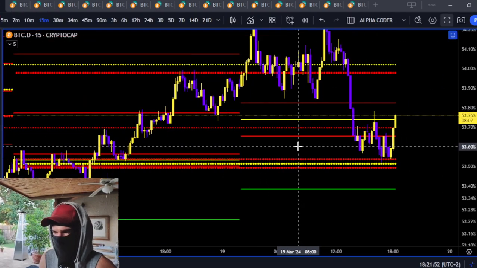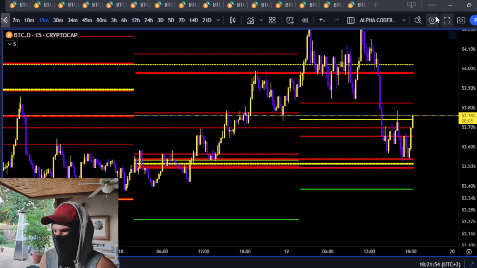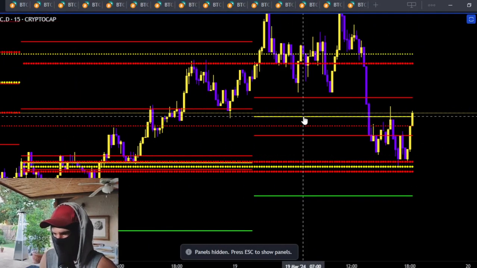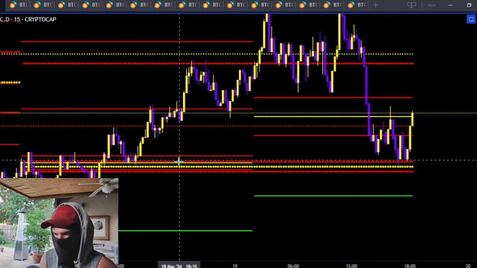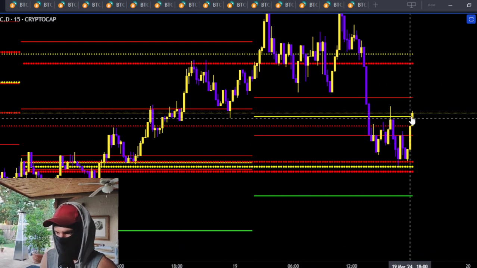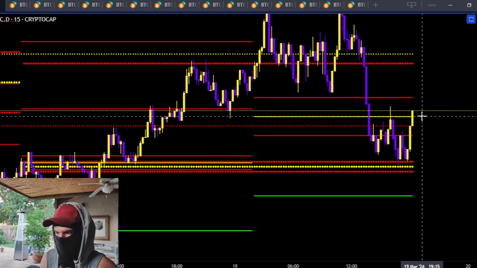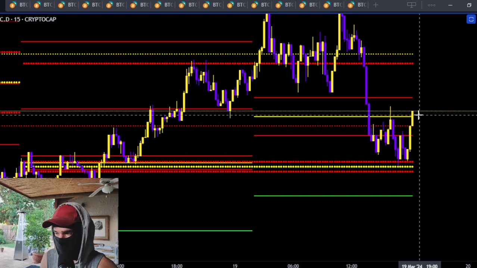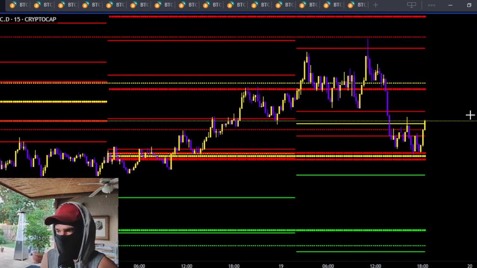Now we're going to pull into Bitcoin dominance. All right, Bitcoin dominance on the 15-minute. This is a monthly level. This is a daily level. This is a weekly level. As you can see, we've pretty much cleared all of them today. Any closes below 53.74, I look for continuation down. Any closes above 53.74, I look for continuation up.